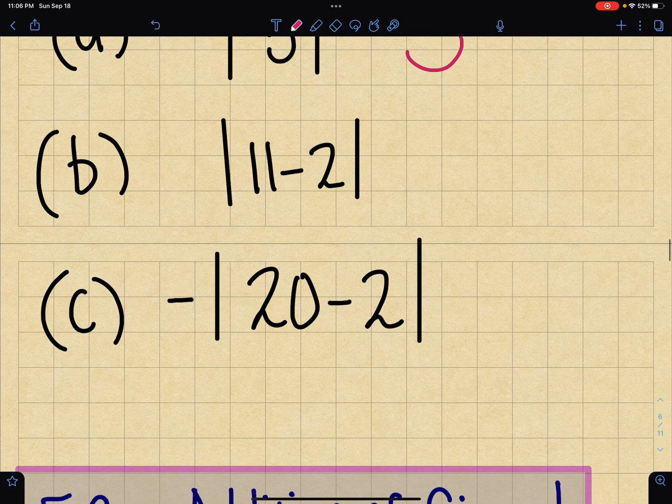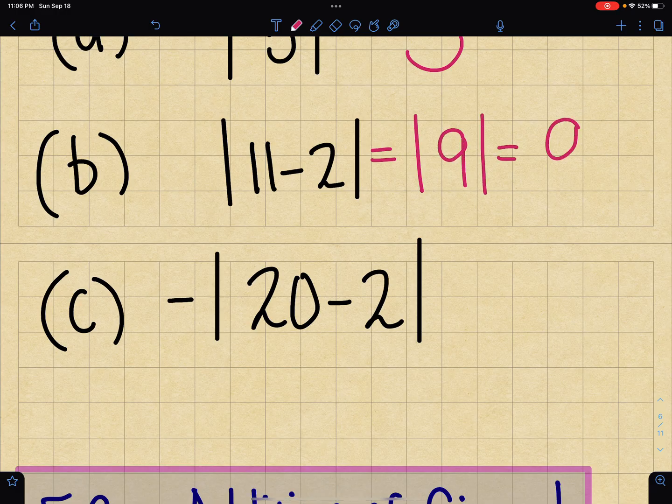Okay, B. Here, we're getting kind of tricky because inside the absolute value brackets, you have a math problem. So they put 11 minus 2 inside. So the first thing we have to do is solve that problem, and it's going to be the absolute value of 9. 11 minus 2 is 9, and then you just get 9. So solve the problem first and then change the sign, okay?